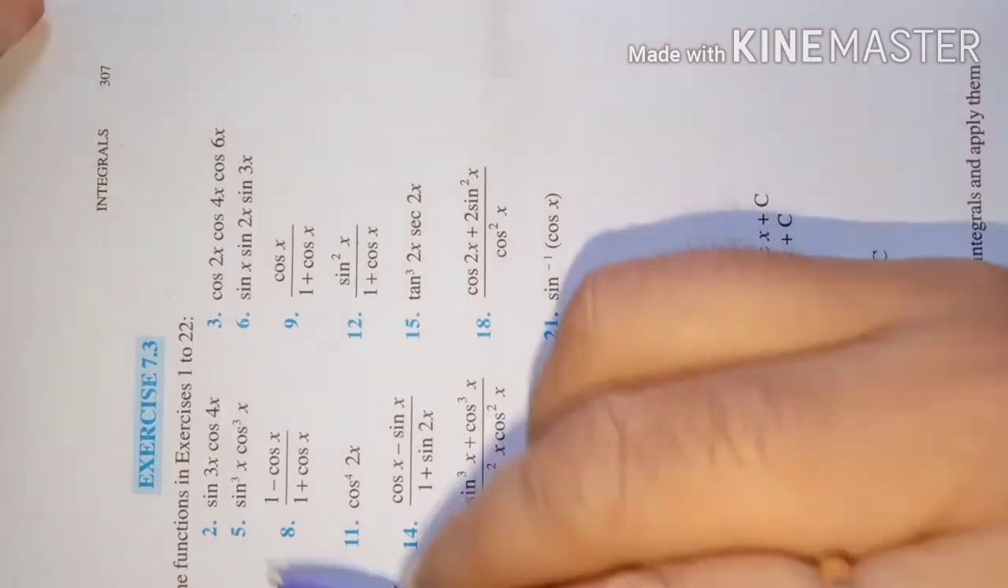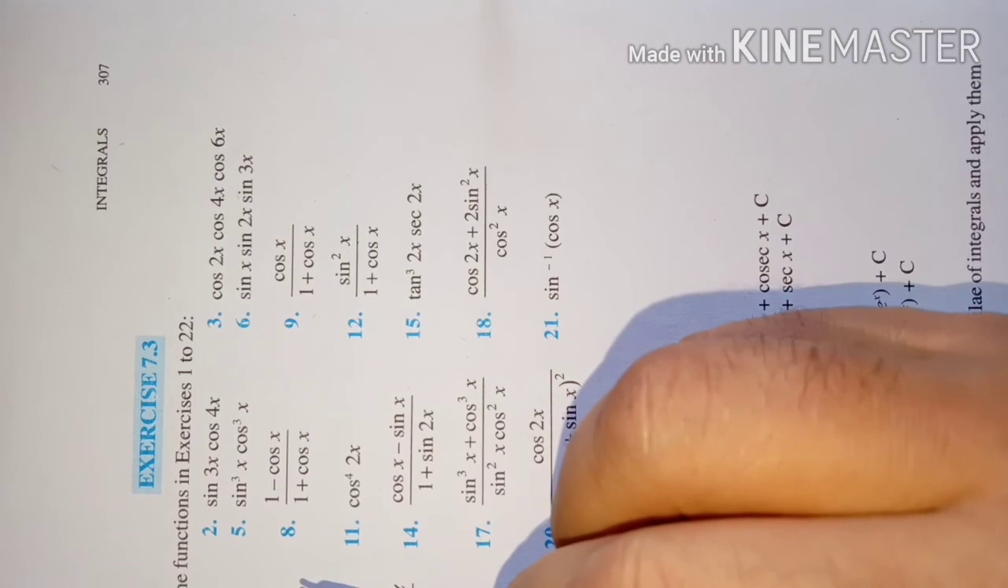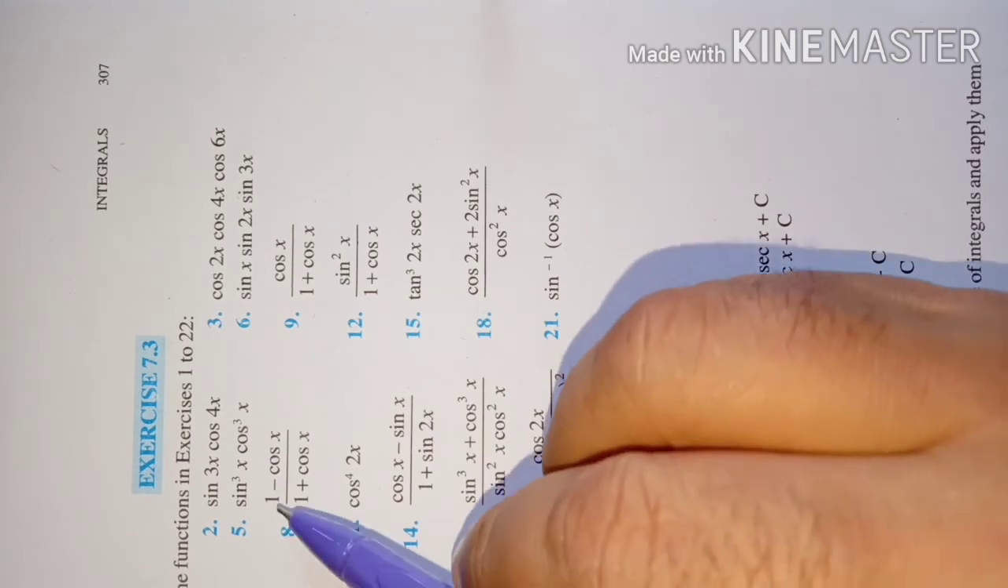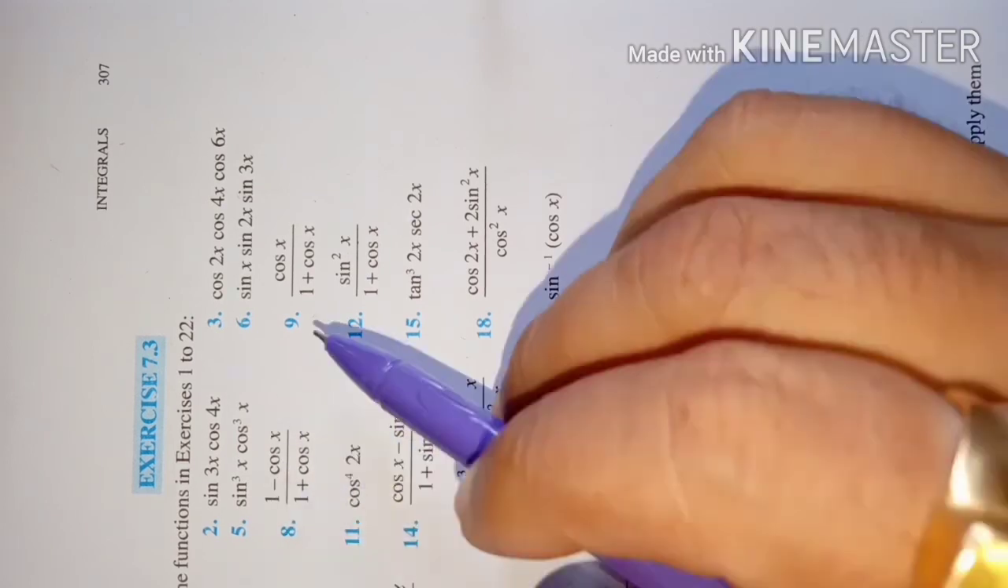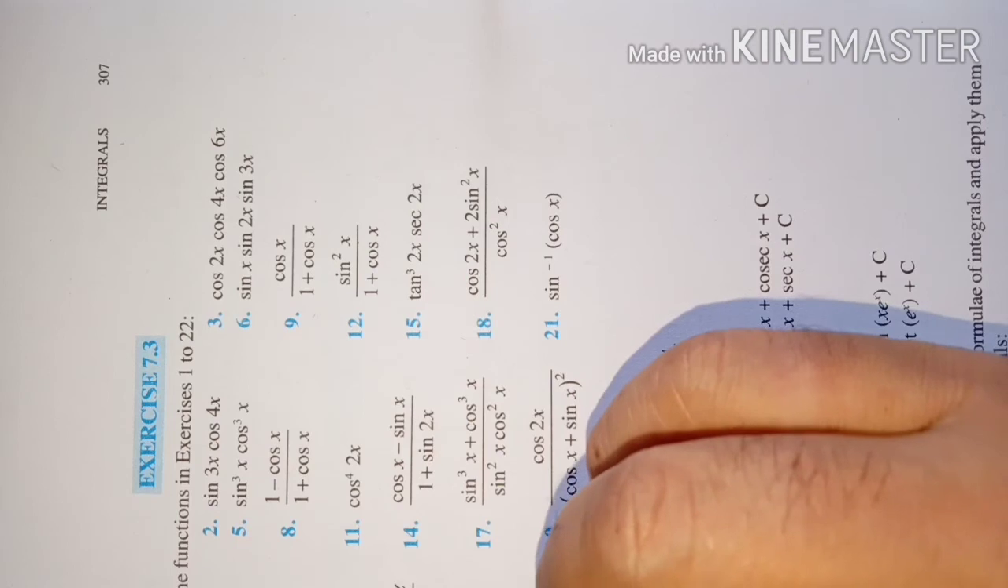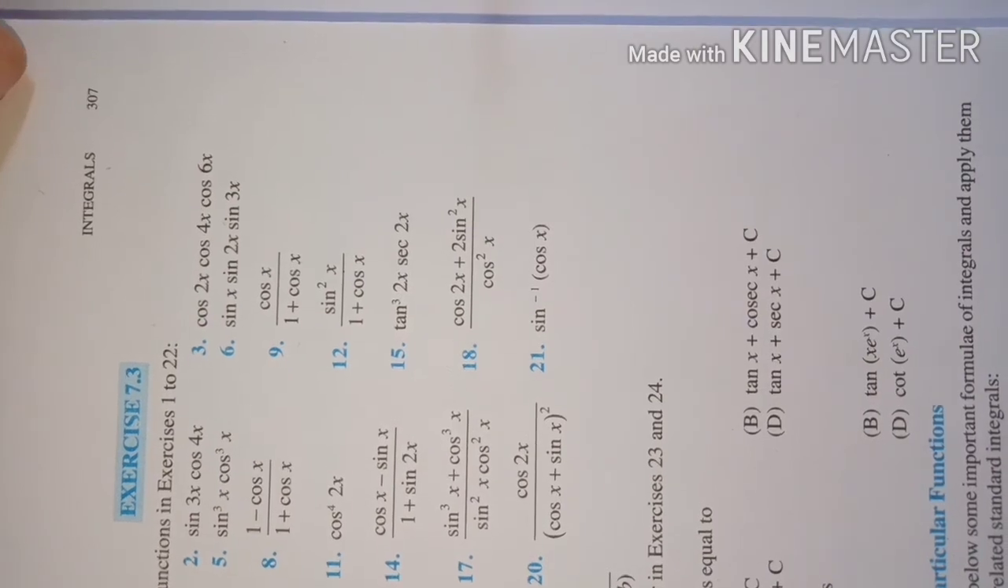Dear students, now I am going to take question number 8 from 7.3. In many questions you will see 1 minus cos x by 1 plus cos x, that is 1 minus cos x and 1 plus cos x, and it will occur several times in your problems. So in that situation, see how to do the integration part.